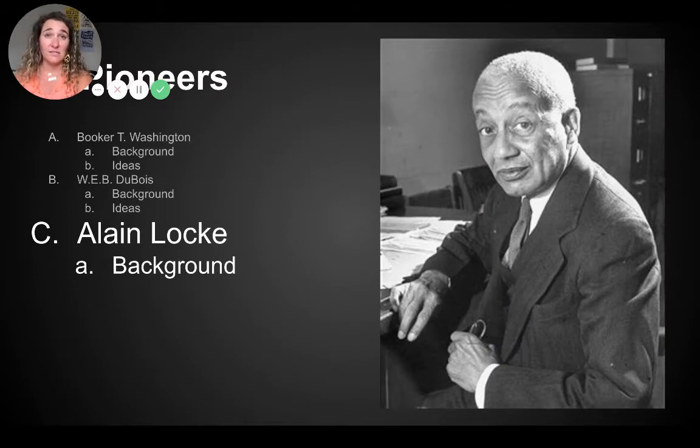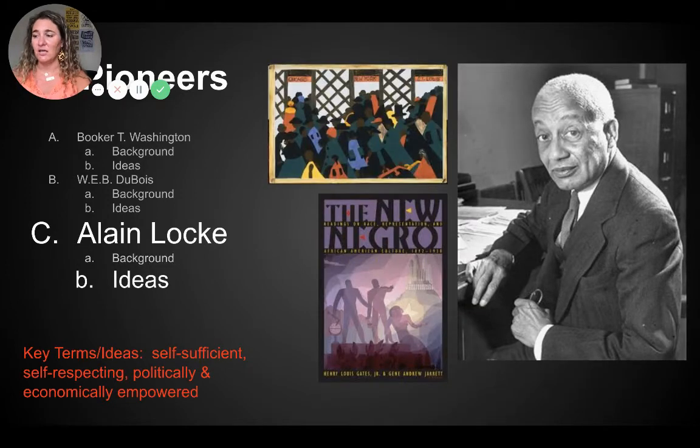And then Alain Locke, this is who I mentioned at the beginning. Alain Locke came from a long line of well-educated African Americans. He was really that example that W.E.B. Du Bois wanted. His idea about education was that art and cultural accomplishments could really transform the African American identity. He's the one who coined the term the new Negro. He popularized this idea. He argued that the new Negro is somebody who is self-sufficient, self-respecting, educated, and politically and economically empowered. So what does that mean?